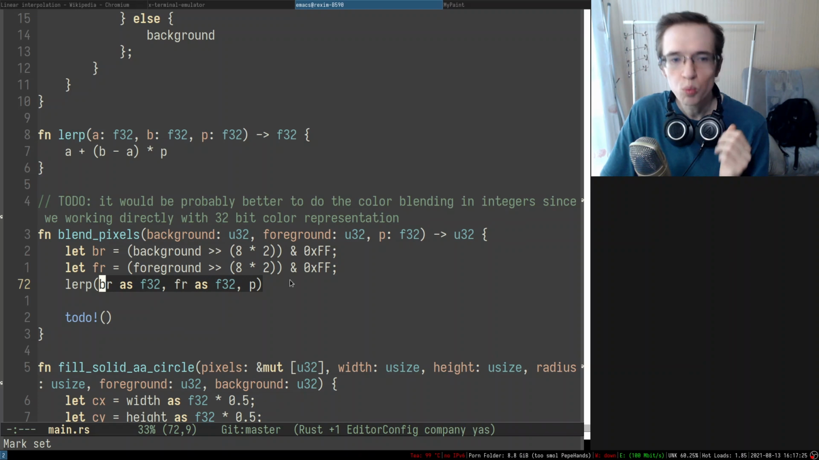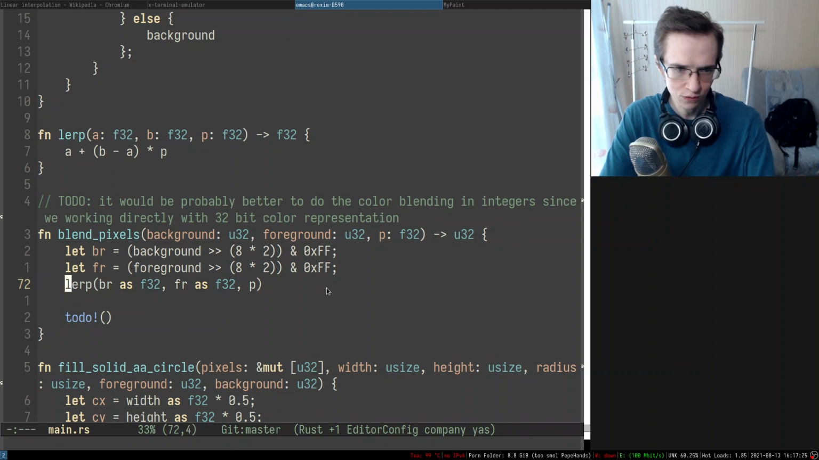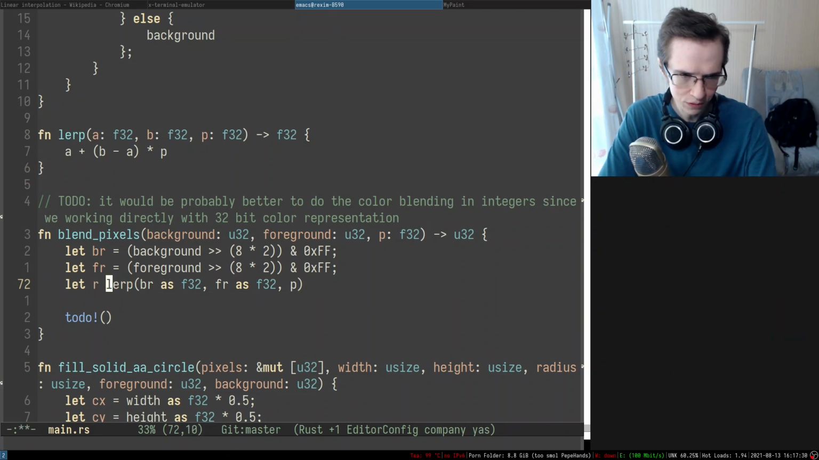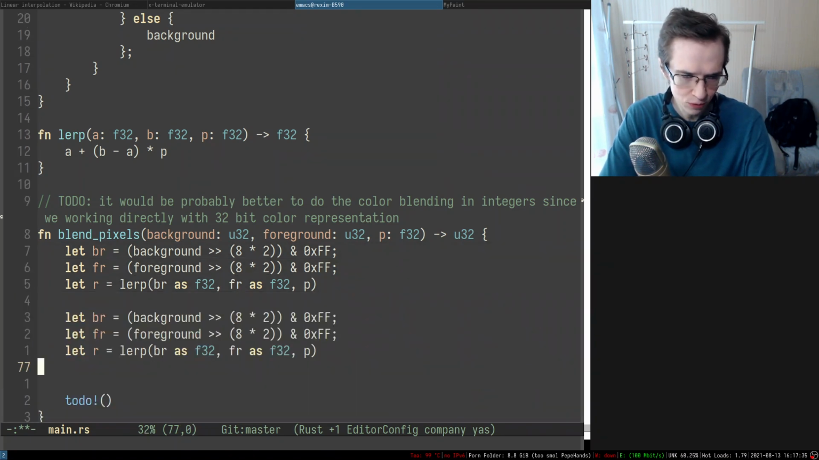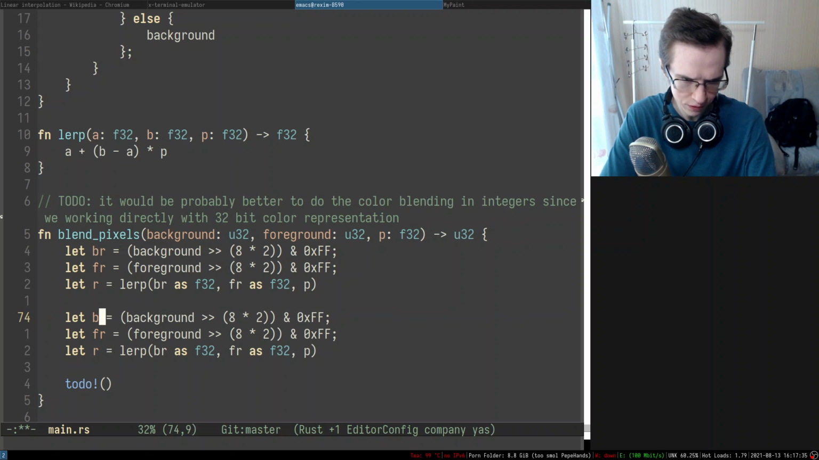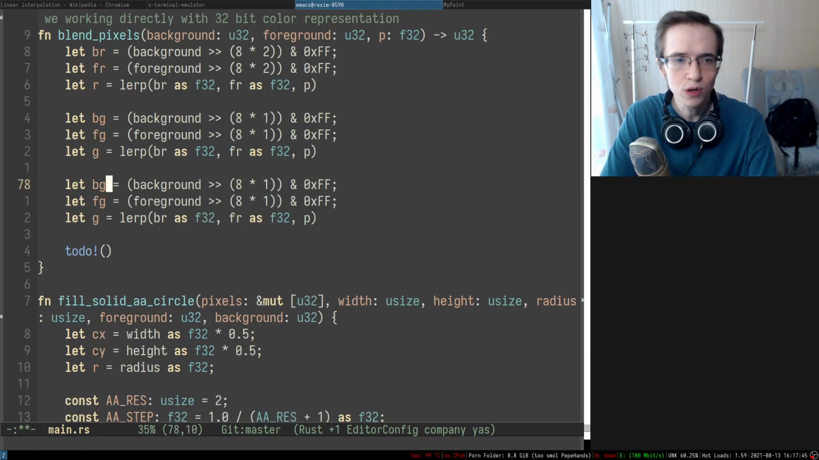Okay, so this is only one component, and you want to save that component back. But before we can do that, we need to do that for all of the components. So this is going to be green, and the green is located at the first byte. Then we're going to do that for the blue as well. So this is going to be blue, and this one is located at the zeroth component. There we go.